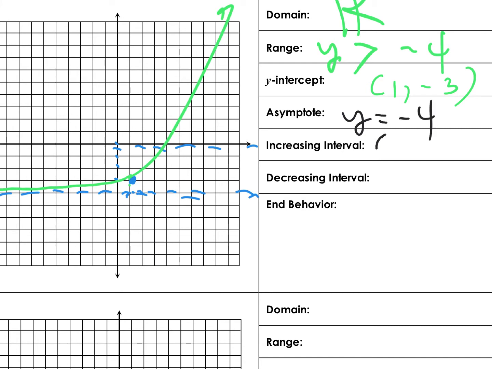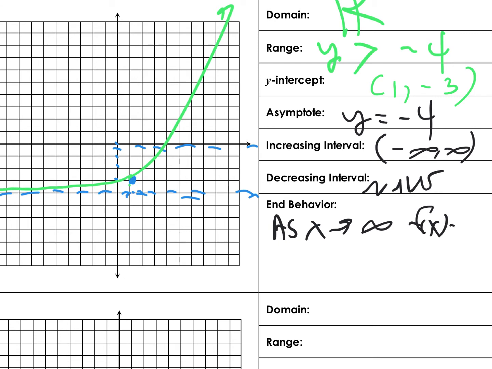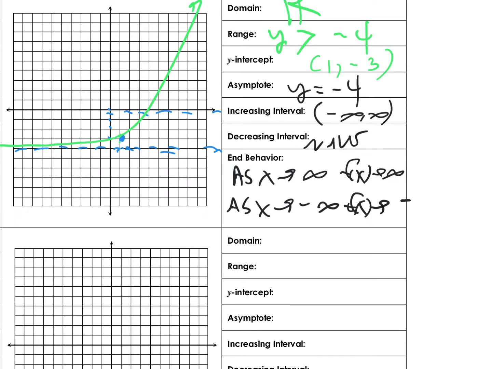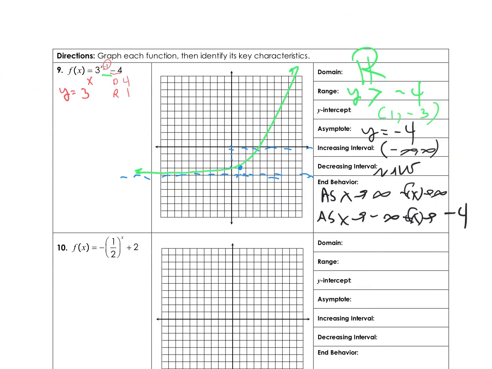It's increasing. That doesn't change. -infinity to infinity. Decreasing never. As x goes to the right forever, f of x does go up forever. As x goes to the left forever, f of x approaches the horizontal asymptote, -4. Not so bad, was it?